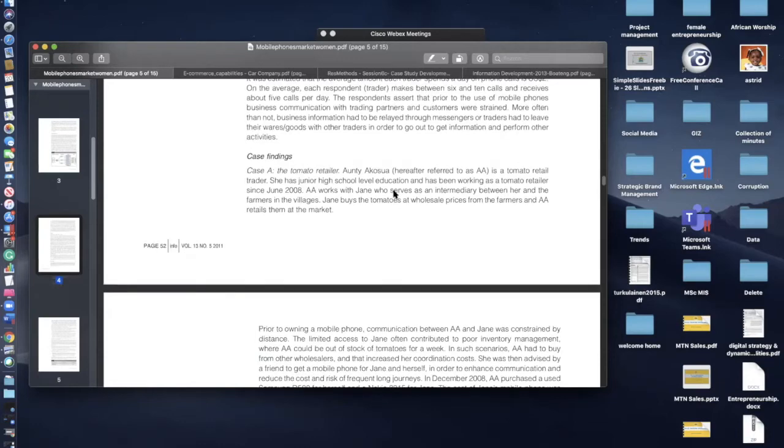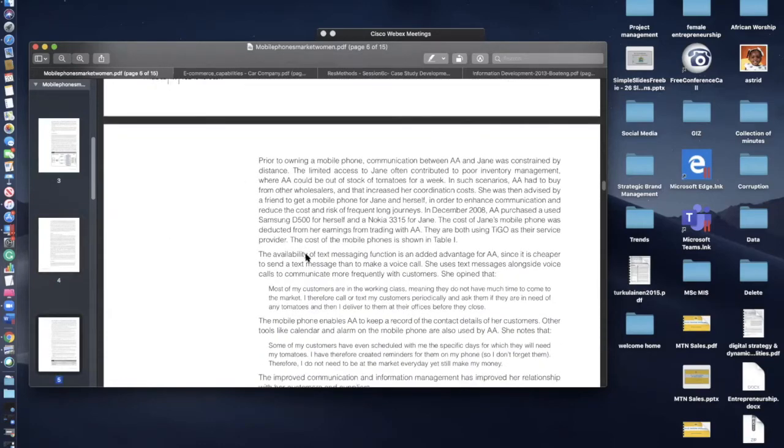If you scroll down, it says the availability of text messaging function is an added advantage for AA, since it is cheaper to send a text message than to make a voice call. She uses text messages alongside voice calls to communicate frequently with customers. So one, I'm establishing that AA can text. The only way I can show that AA can text is that I have given you a number of evidence.